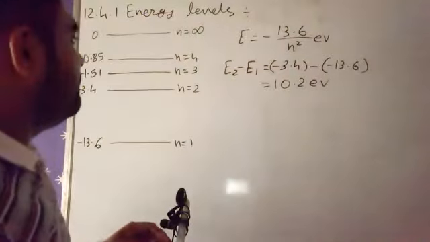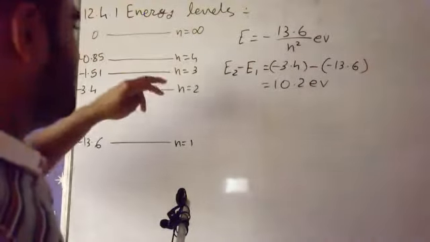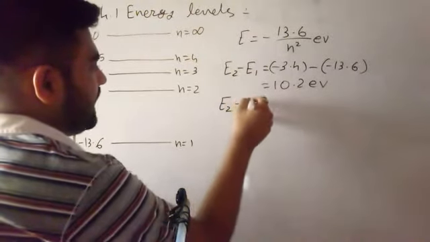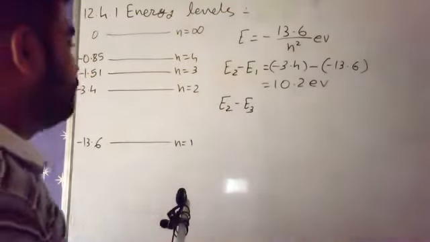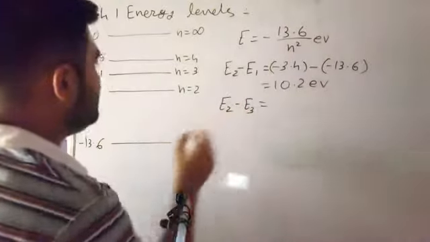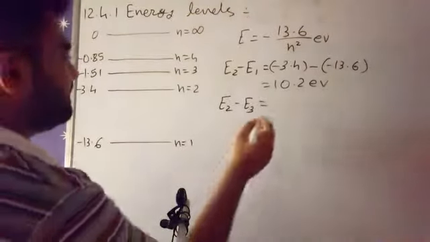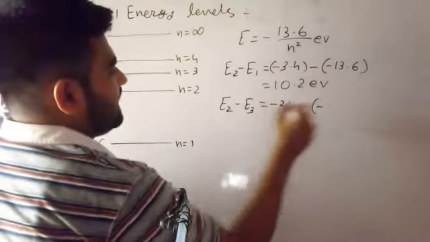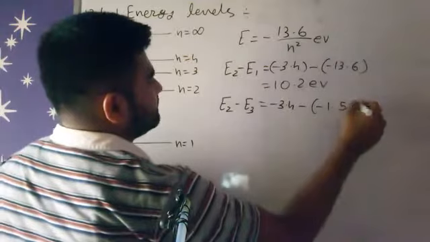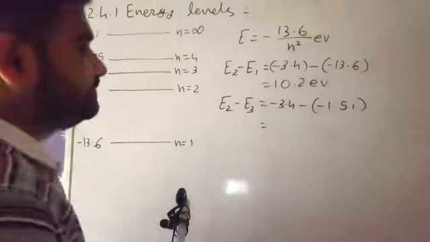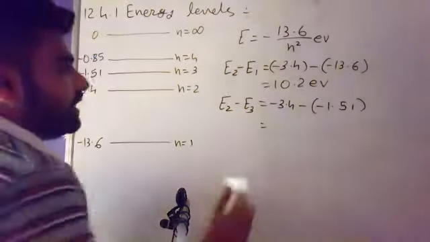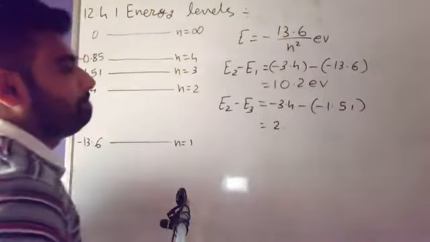Similarly, in this example, 3 to 2. Our final energy level is 2, and initially it is 3. So the electron is now going to a lower energy level. What is the value of E2? E2 is minus 3.4 minus E3. What is our E3? Minus 1.51. So minus minus plus, minus 3.4 and 1.51, our answer will be approximately 1.9.